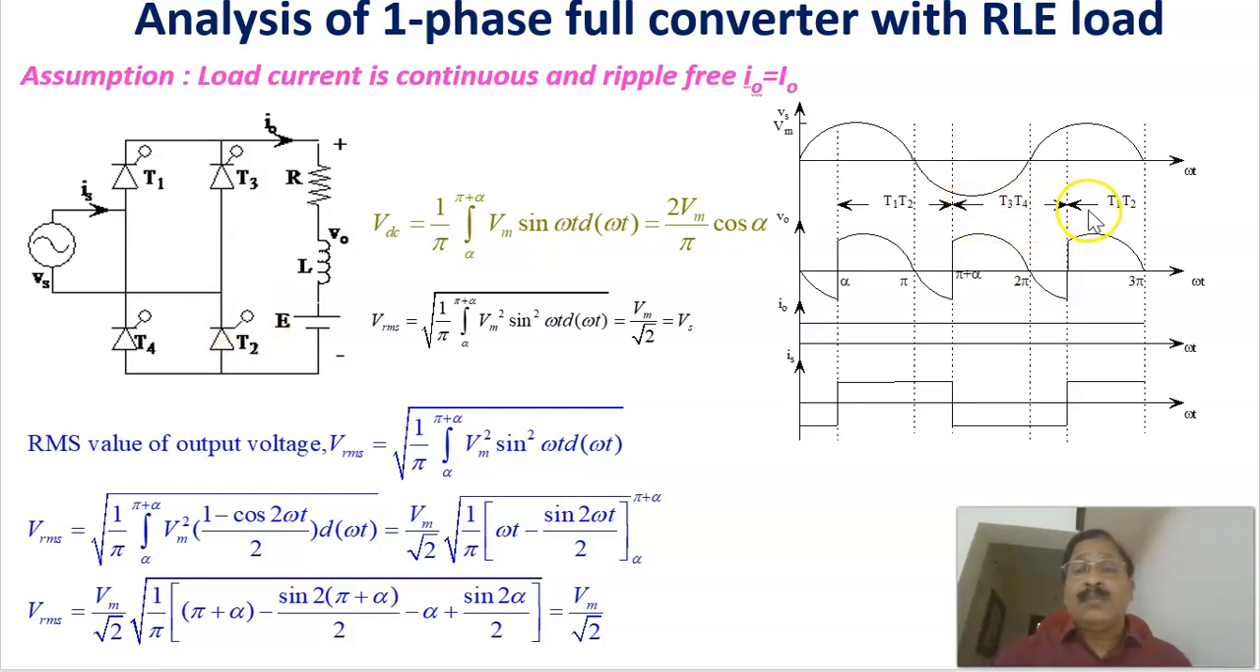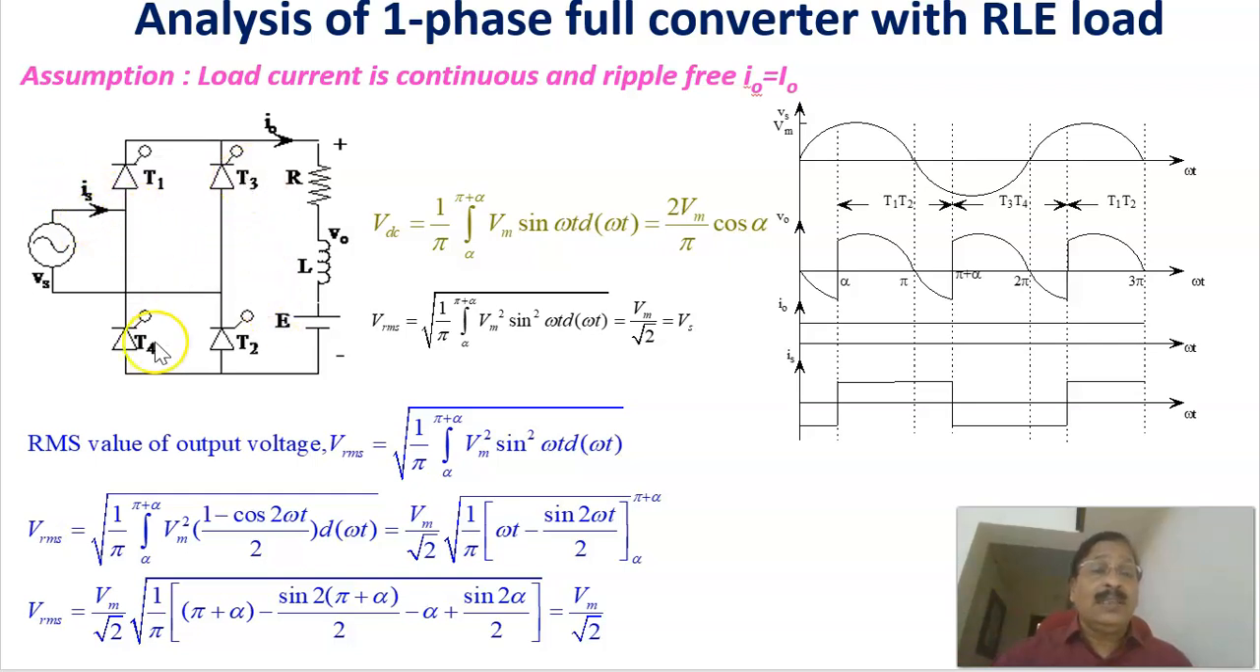From pi plus alpha to 2 pi plus alpha, T3 and T4 are conducting. And all this time, the current through the load is a constant current, I naught, flowing. Now, if you watch the source current, when T1 and T2 are conducting, the constant current I naught is flowing in this direction.